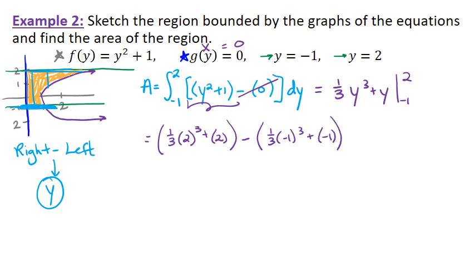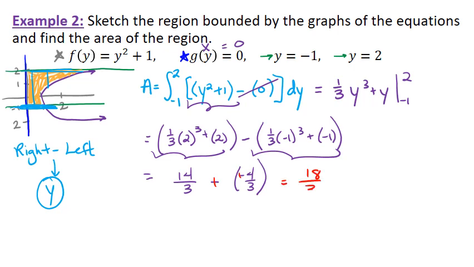And I'm not really going to take the time to simplify all of this for you. You should be able to do this. This grouping, I believe, becomes 14/3. This grouping is -4/3. Remember, this becomes plus a positive, giving you 18/3. 3 goes into 18 6 times. So this gives us an area of 6.